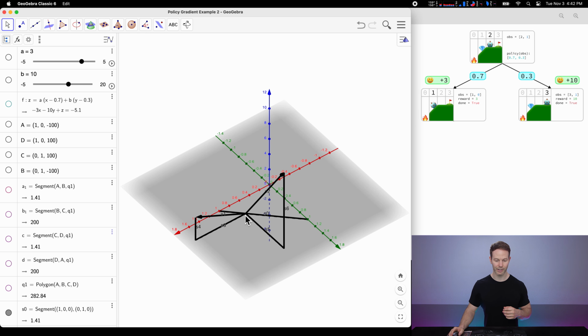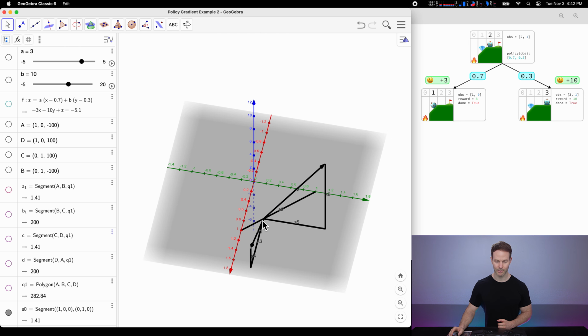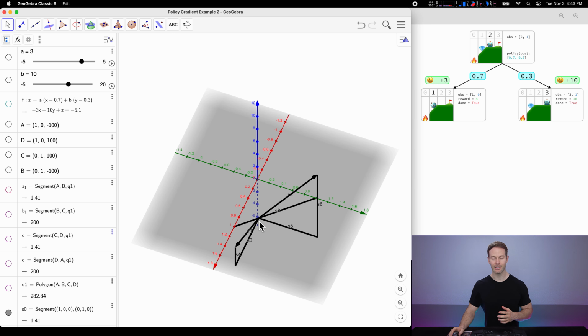So the slope for increasing the probability of going left is 3, and the slope for increasing the probability of going right is 10. And those are these two vectors here. This one has a slope of 10, and this one has a slope of 3. And you can see each of these arrows is only going in the direction of that axis.